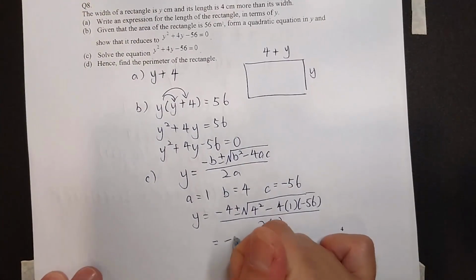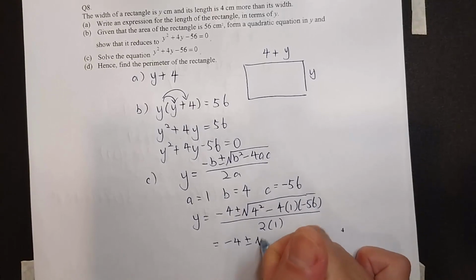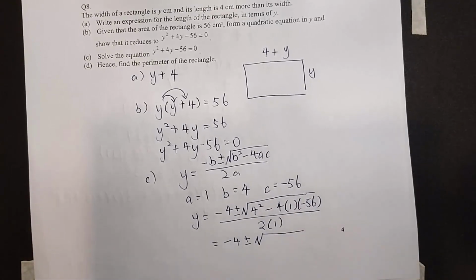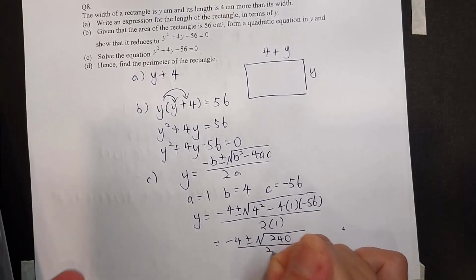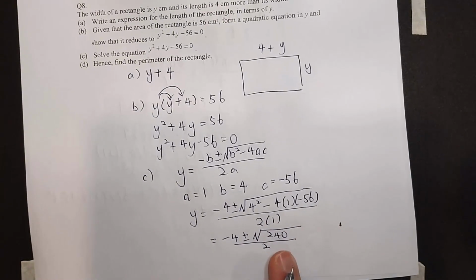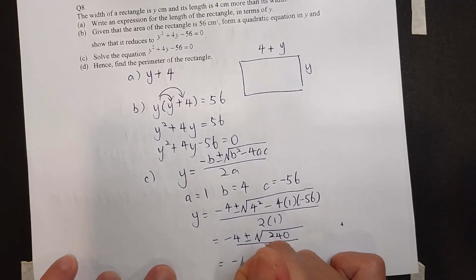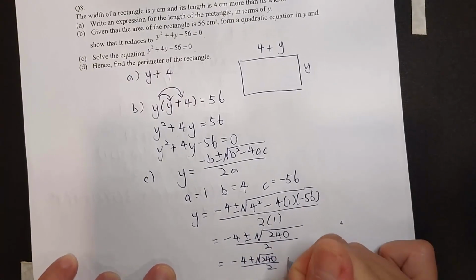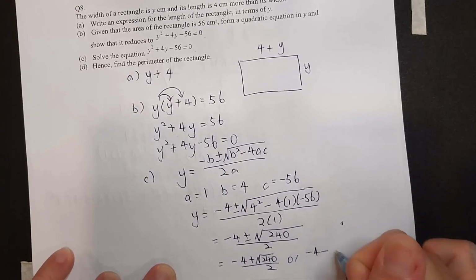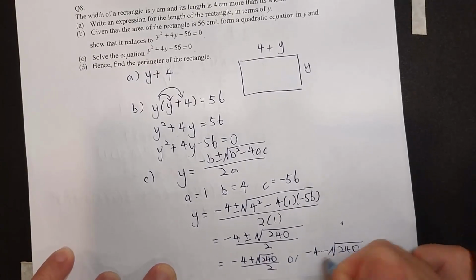And we will get negative 4 plus minus square root of 4 square minus 4 times 1 times negative 56. That will give us 240 over 2. So what does this mean? One of them will be negative 4 plus square root 240 over 2. The other one will be negative 4 minus square root of 240 over 2.